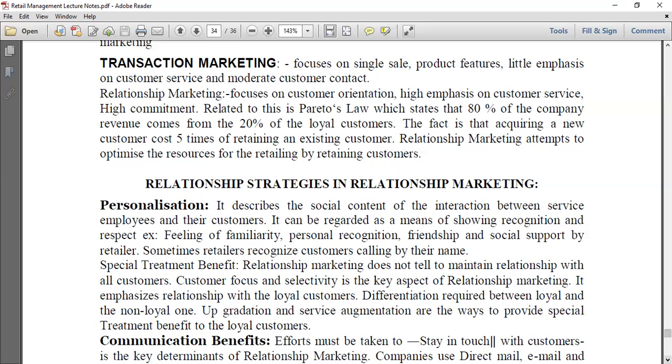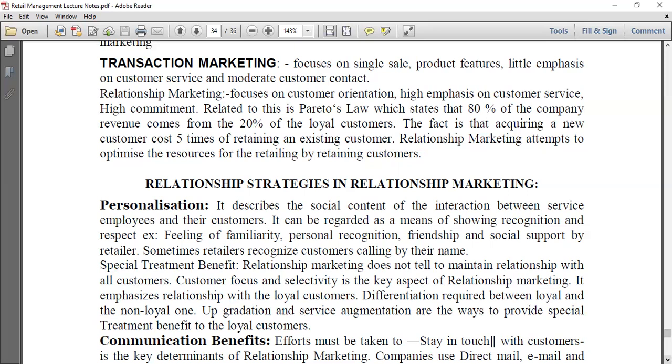And there's another thing. Acquiring a new customer is 5 times costlier than retaining an existing customer. So for that reason, organizations cannot afford to lose their clients. Marketers cannot afford to lose their customers. Retailers cannot afford to lose their customers. That's the reason a lot of special emphasis is being laid on customer relationship management or relationship marketing.